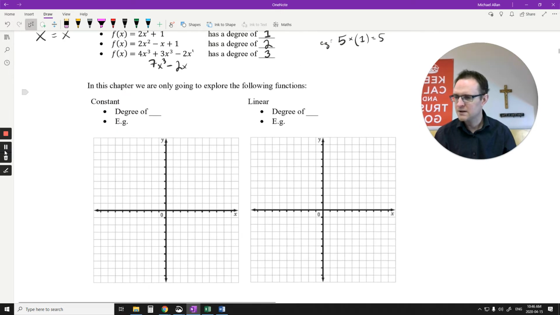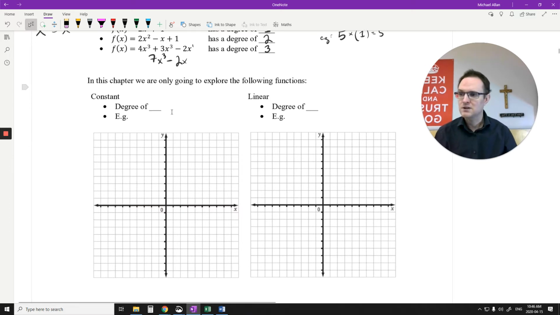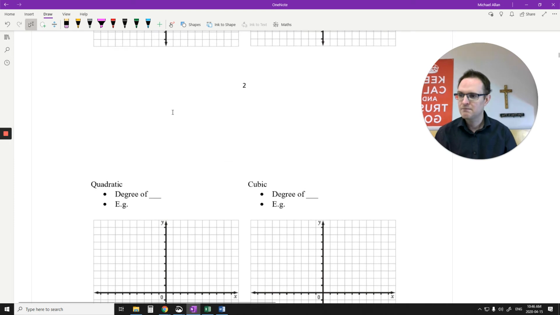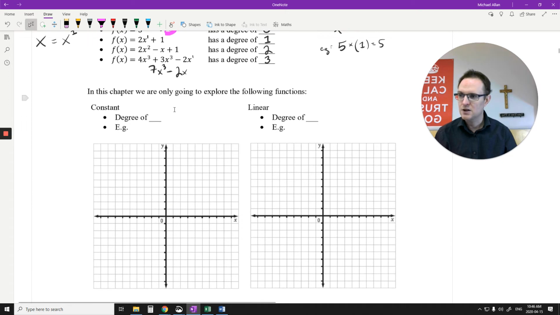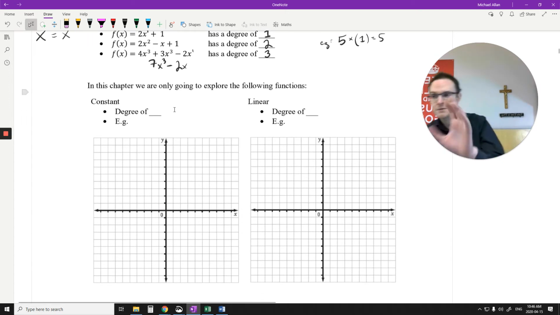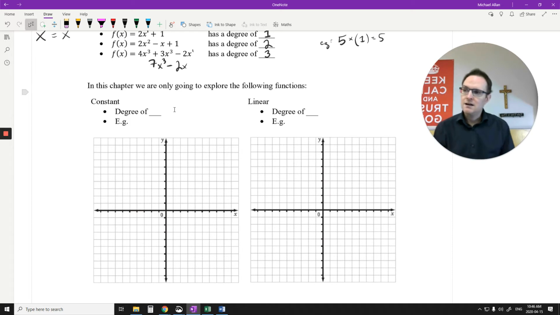Okay, so we're going to talk about a few different types of graphs. 4 different types of graphs. We're not going to go too much further than to the power of 4. We go up to the power of 3 pretty much. So these degrees up here, the 0, 1, 2, 3, those are the degrees of the graphs we're going to talk about. Now, a constant graph has a degree of 0.